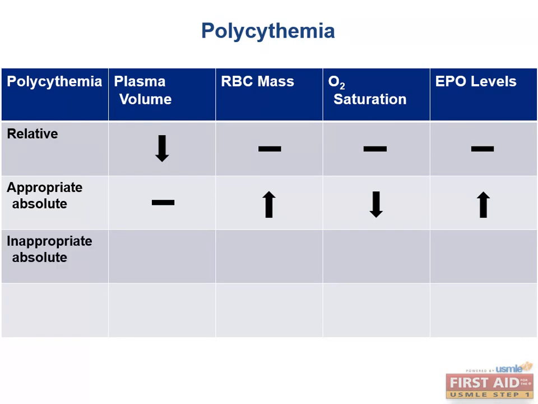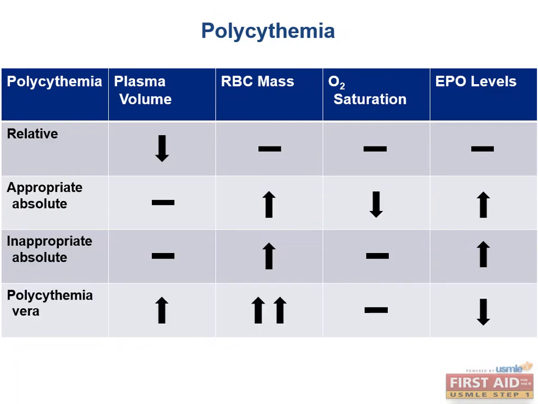Inappropriate absolute polycythemia occurs when ectopic erythropoietin, like an EPO-secreting tumor, causes an increase in red blood cell counts for no physiologic reason. Well, we can predict here that our results will show an increase in RBC mass and EPO levels, with a normal O2 sat. IAP can be seen in patients with renal cell carcinomas, Wilms tumors, hepatocellular carcinomas, and hydronephrosis.